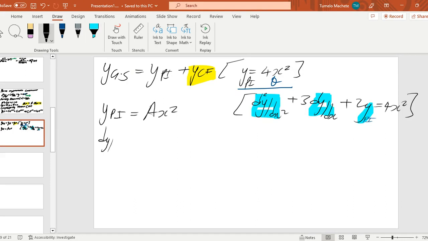So this is what you're going to do now. You're going to differentiate this. You find the first derivative of that, so you're going to have 2ax, and then you go again and find the second derivative, which is 2a. Then from there, you substitute it back into the equation. It's easy. So let's go back to the equation.